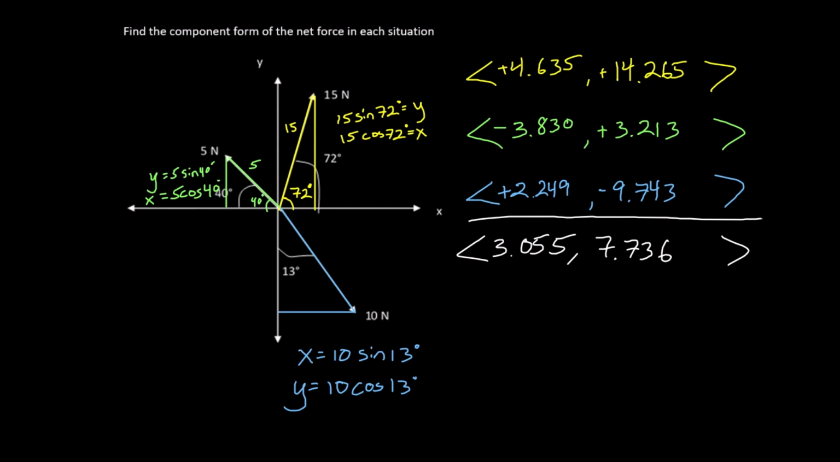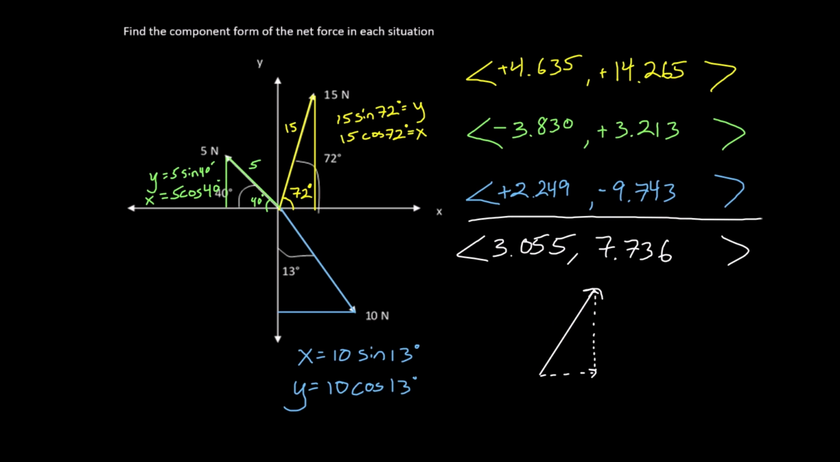So what exactly does this mean? Well, what this means is I could actually get rid of all three of these forces. So instead of having three different people pull in these different directions, I could replace it with one person that's pointing 3.055 to the right and 7.736 up. So I could eliminate all of these vectors and replace it with one vector that does this, and it would be exactly the same.